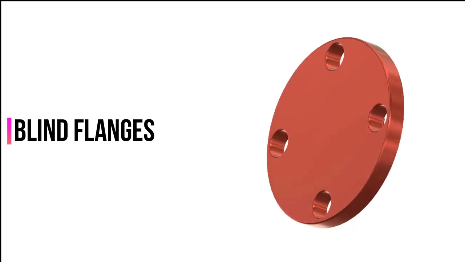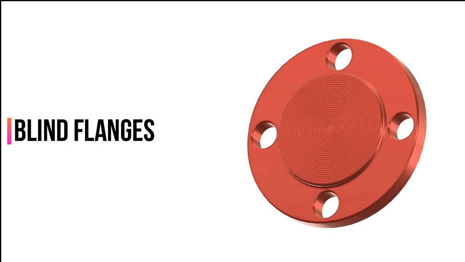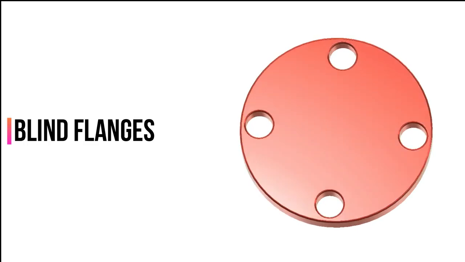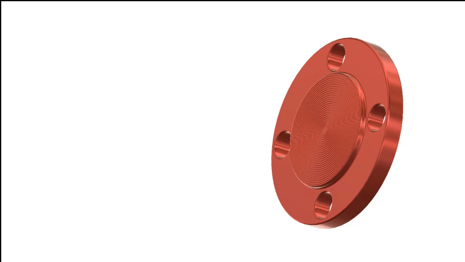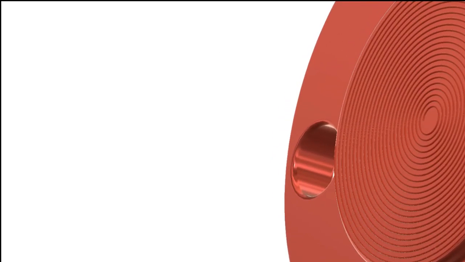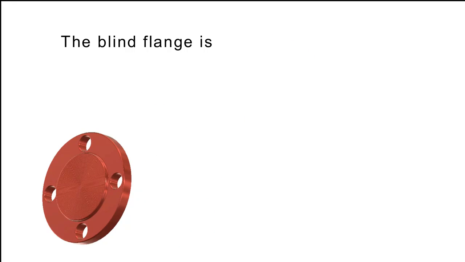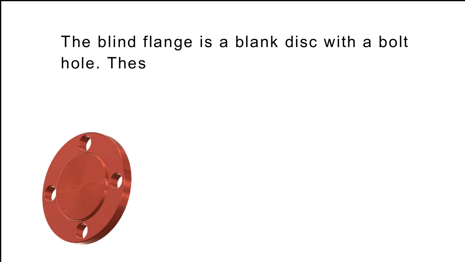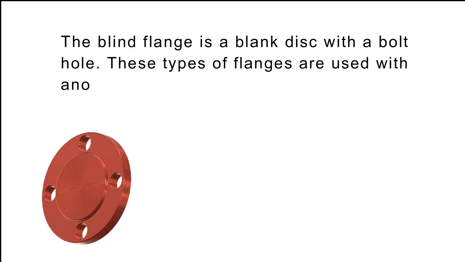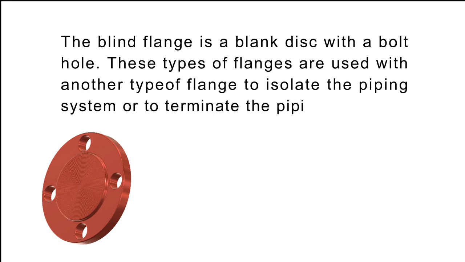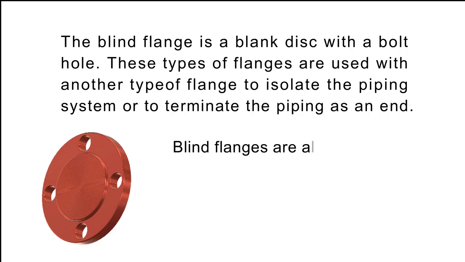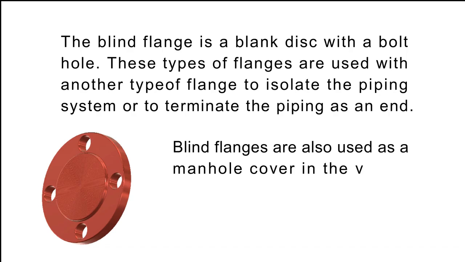Blind flanges. The blind flange is a blank disc with bolt holes. These types of flanges are used with another type of flange to isolate the piping system or to terminate the piping as an end. Blind flanges are also used as a manhole cover in the vessel.